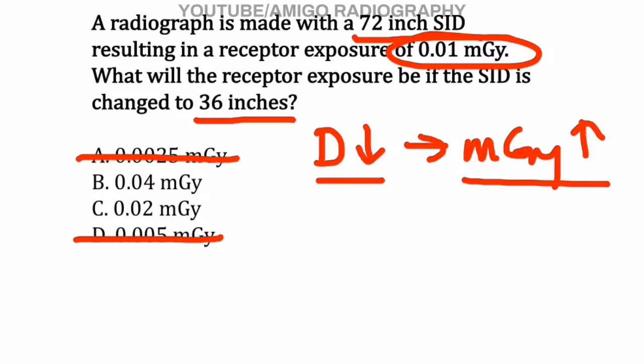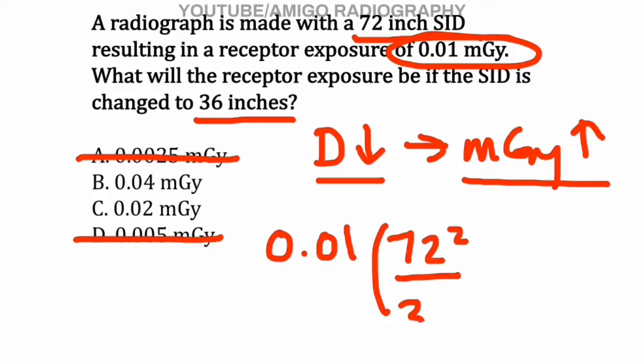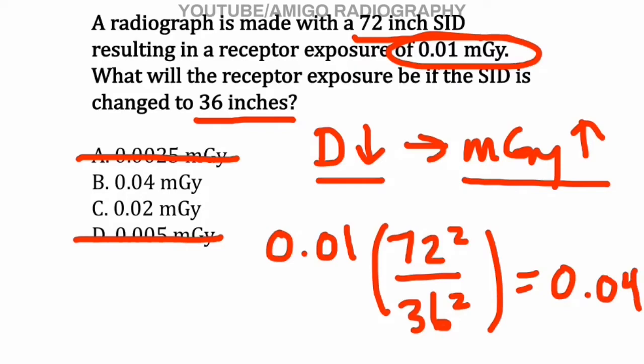Using the equation that we've already talked about, we start with our initial exposure, 0.01 milligray, and we multiply it by the squared ratio of the distances. And again, it's important to remember that this exposure is going to increase. The only way to do that is to insert our distance values like this, 72 squared over 36 squared, and that's going to equal 0.04. If we inverted these distances, the exposure would move in the wrong direction. So remember, the exposure needs to increase. We put our fraction in the right direction, and we know the answer is 0.04.